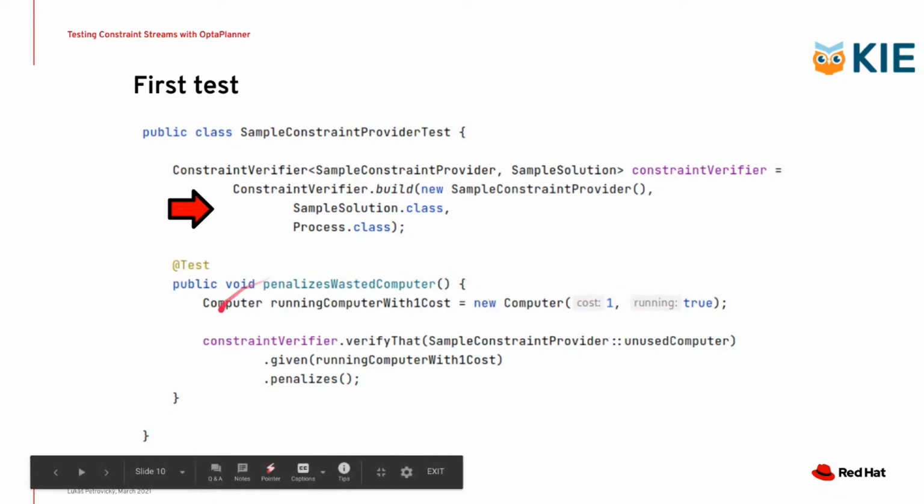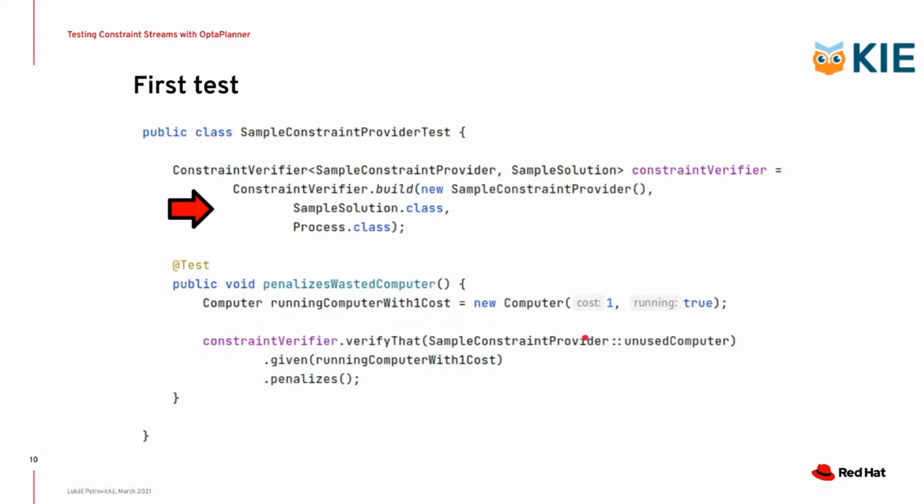So this right here is a test method, which is called penalizes wasted computer. And it does a very simple thing. First of all, it creates a computer with a cost of 1, which is running. Therefore, we call it a running computer with 1 cost. It's just a data object, nothing more. And then we call the constraint verifier method verify that, which gets an argument, and the argument is the constraint.